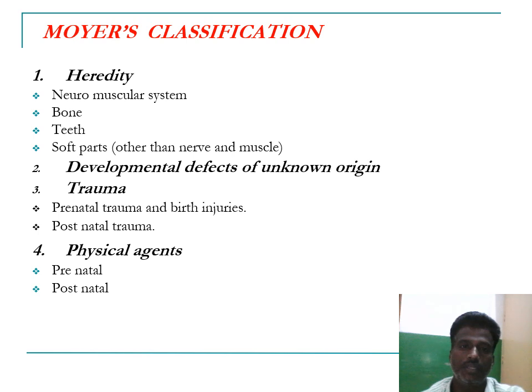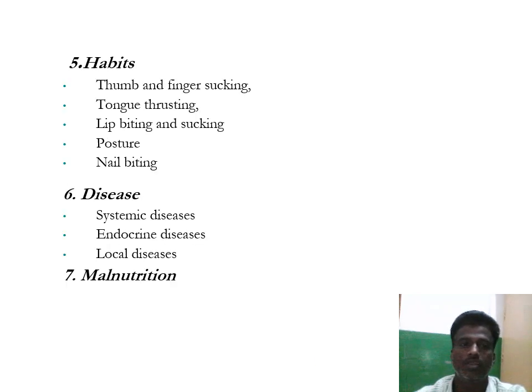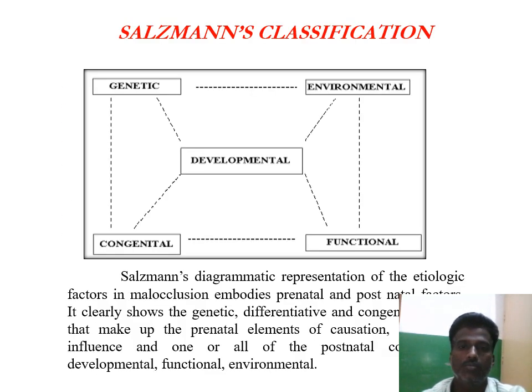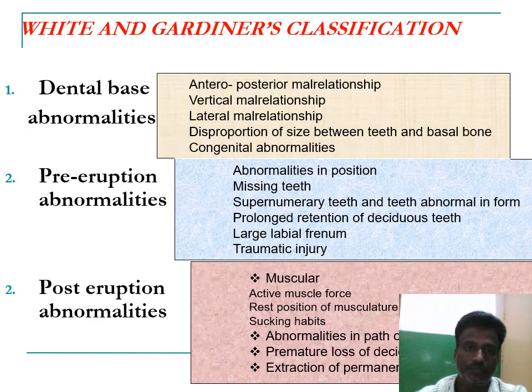Then Moyer's classification, which can be further divided into hereditary type, developmental defects of unknown origin, trauma and physical agents, habits, and diseases and malnutrition. Salzman's classification is a diagrammatic representation of the etiological factors in malocclusion, that means genetic, environmental, congenital and functional. These are the causative factors of malocclusion.